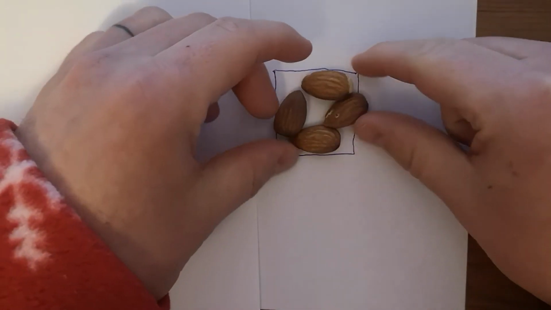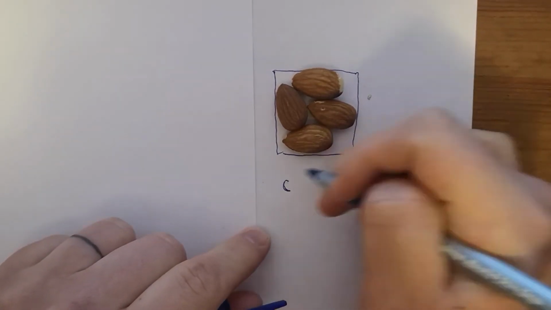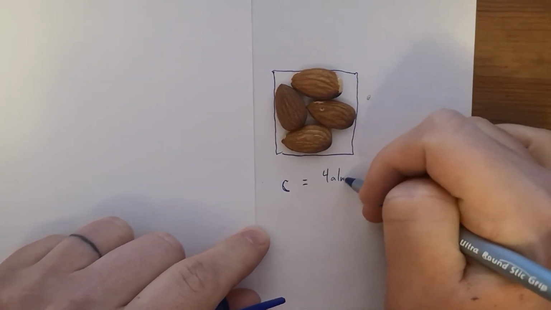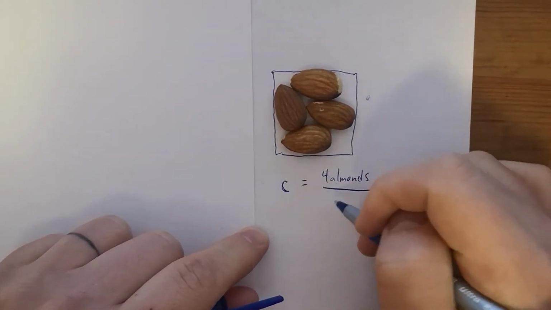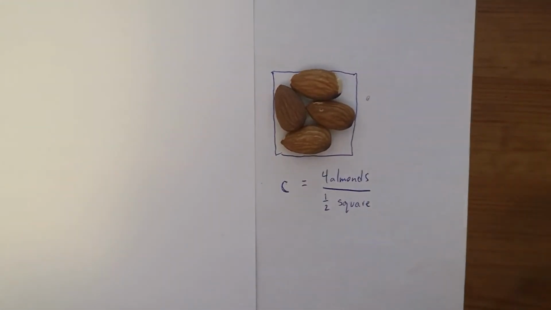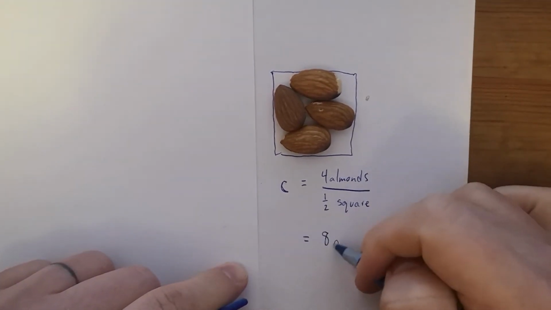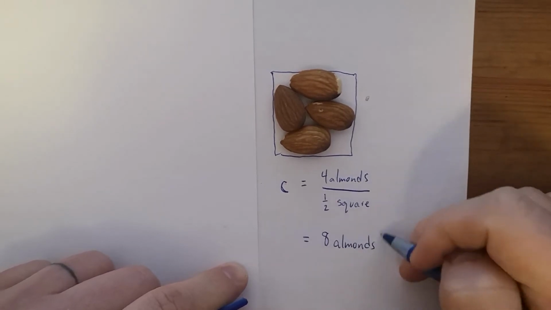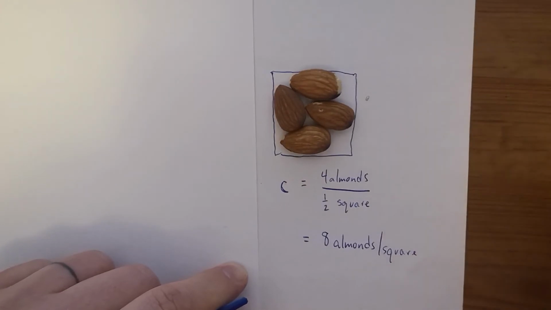So I'm going to fit my 4 almonds into a much smaller square. So here the concentration is going to be 4 almonds. Okay, and I'm just waving my hands here. I'm not going to get a ruler out. But this square is half the size of our standard square that we used with 8 almonds. When you do that math, the concentration of those 4 almonds is 8 almonds per square. Because I'm saying that this square is half the other square.